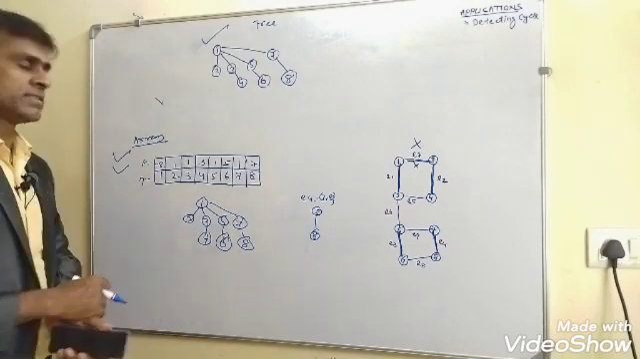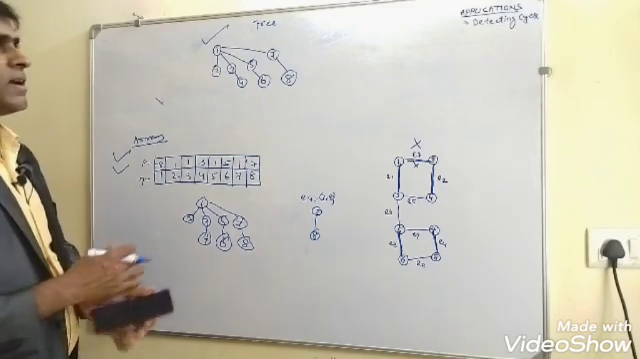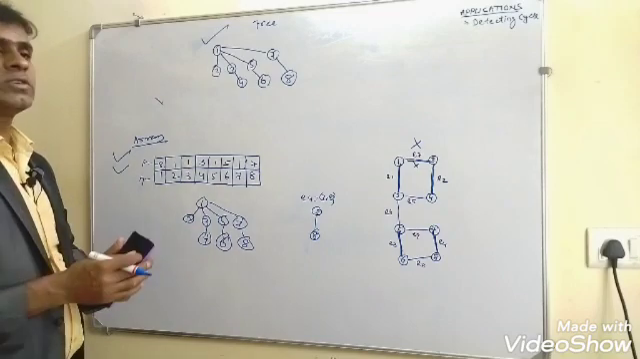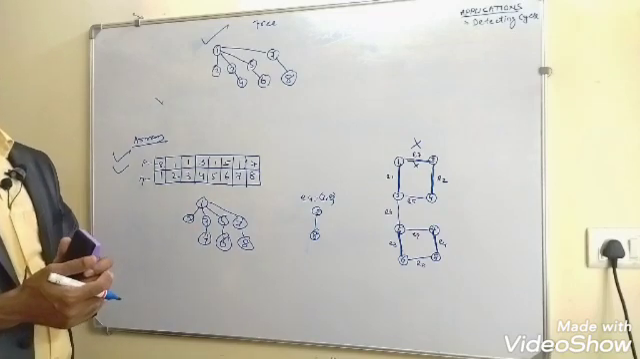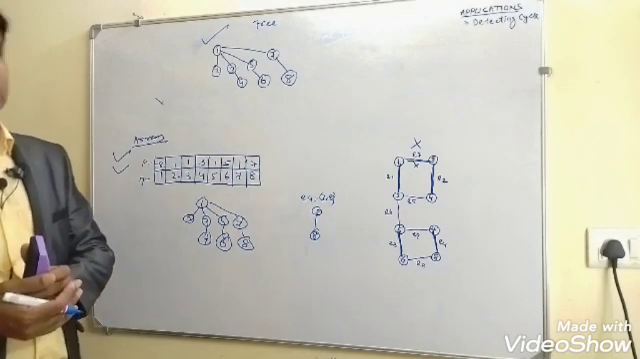This is the array representation of the disjoint set. And the applications of these disjoint sets are detecting cycles, and it is used in finding the minimum spanning tree, and these two algorithms are used: Prim's algorithm and Kruskal's algorithm.